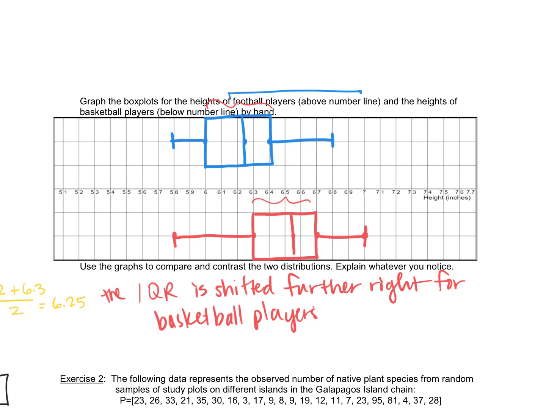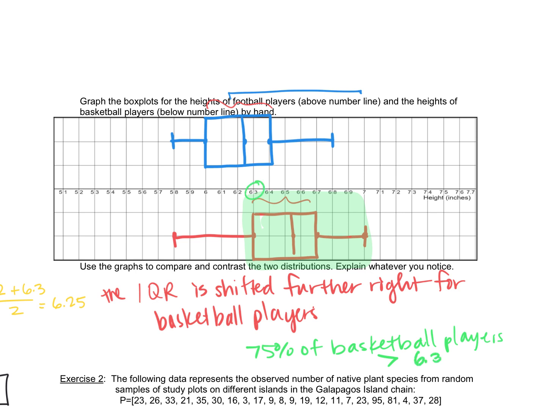And what that means then is that we have 75%, let's look at this, 75% of the basketball players, that's all of this stuff, right? Because that was where our Q1 was. We know that 75% of the basketball players are greater than that 6.3.